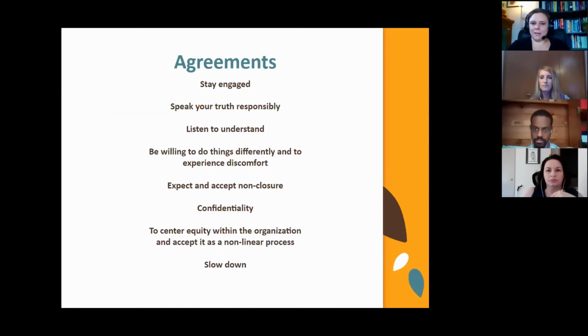Here's our agreements again. We always like to bring these into the room each session to really think about how we engage with one another and how we interact with each other. So for this morning, I think I'm gonna go with be willing to do things differently and experience discomfort as my agreement of the morning, because I don't know that much about manufactured housing. And this is always a space where I feel like I'm learning, and teaching and learning at the same time is always fun.